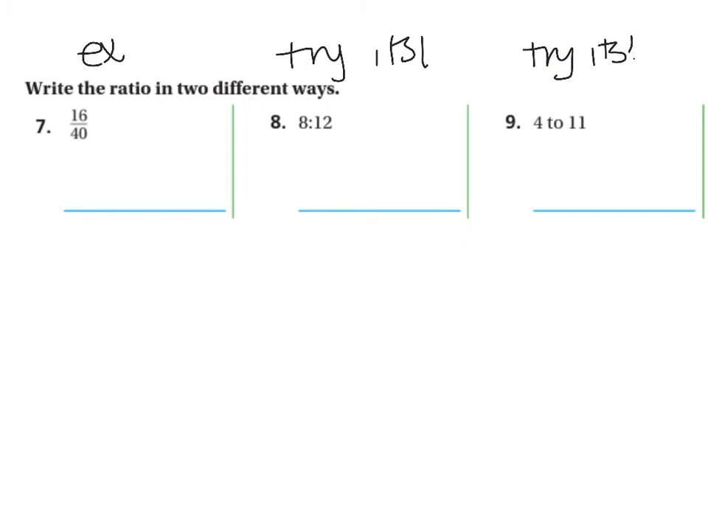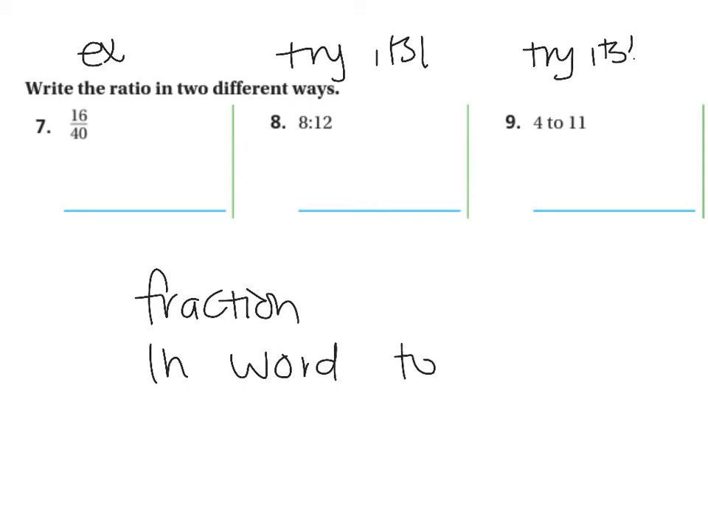Okay, so here you're going to write the ratio in 2 different ways. So see, they wrote it in fraction. If they wrote it in fraction, you have to write it in the 2 other ways. So remember, you can write it as a fraction, in word form, using the word "to", or using a colon in the middle, which is the two dots.